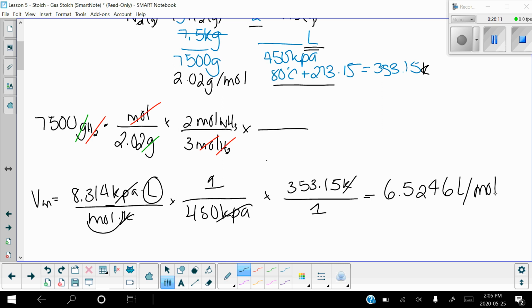You keep at least 4 decimal places, or you use the answer that you got in the calculator when plugging it in for the next calculation. This is an intermediate calculation, so we are not going to round yet. So I'm going to use my molar volume here. 6.5246 liters per mole. Let's see what cancels out. Mole cancels out with moles, and I'm left with liters of ammonium. Great, that's exactly what I was looking for. Please go back and check what you were looking for.